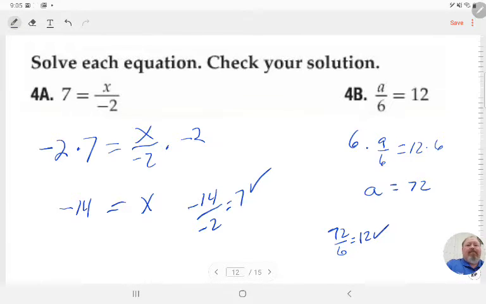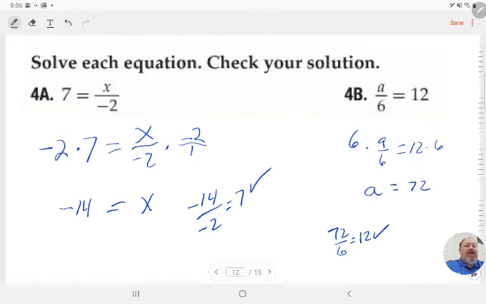All right, let's see how you did. So I would multiply both sides by negative 2, and that would give me negative 2 times 7 would be negative 14. When I multiply the other side, I get x. So negative 14 equals x. I can take negative 14 divided by negative 2. Negative divided by a negative is a positive. And 14 divided by 2 is 7, so positive 7.